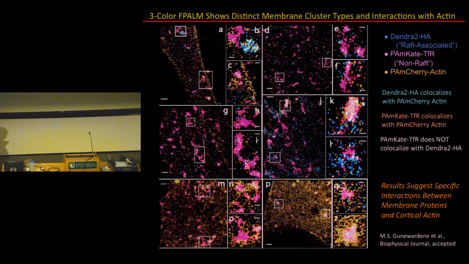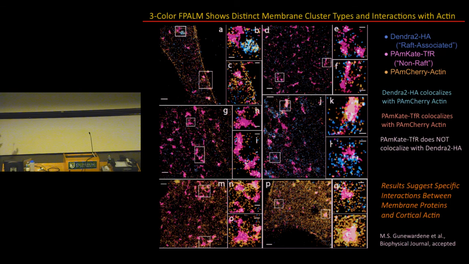So we haven't done the adapter proteins yet. We're working on this. But we have done HA, which is a raft-associated protein, transferrin receptor, which is non-raft, and actin. And what we see are distinct clusters of HA and transferrin receptor. So those 2 guys don't correlate with each other. But we know that HA correlates with actin. And we also find that transferrin receptor correlates sometimes with actin.